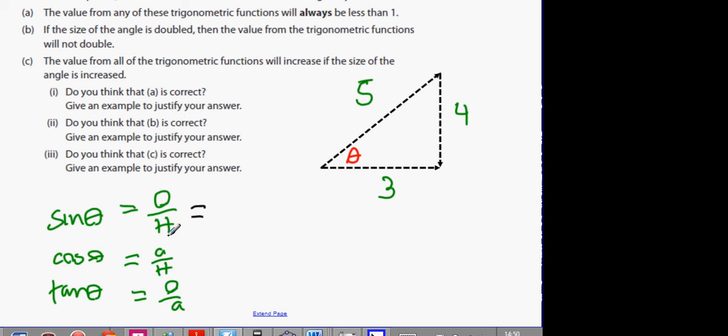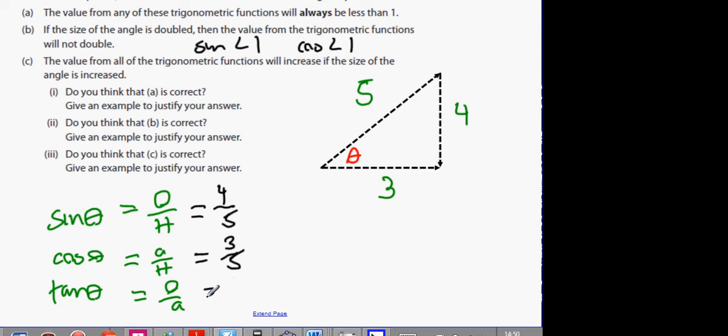Which one's always bigger? H. So this means that it's always a fraction less than 1. Sine is always less than 1. What about cos? Is the adjacent always smaller than the hypotenuse? If it's a triangle, then this one here is also always smaller than 1.